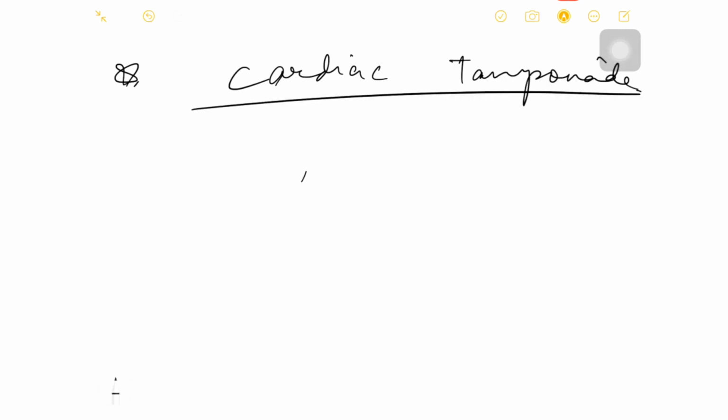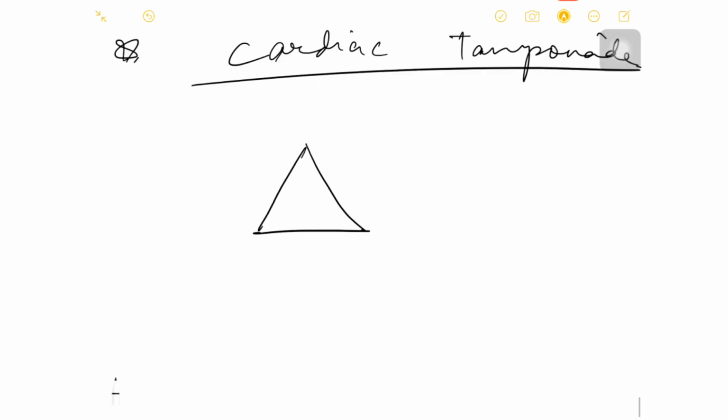What is the classic triad that you guys know? Hypotension, okay, very good. Decreased BP. Then distended neck veins, or JV distension. Then distant, muffled heart sounds. Very good. So this is the classic triad, Beck's triad for cardiac tamponade.